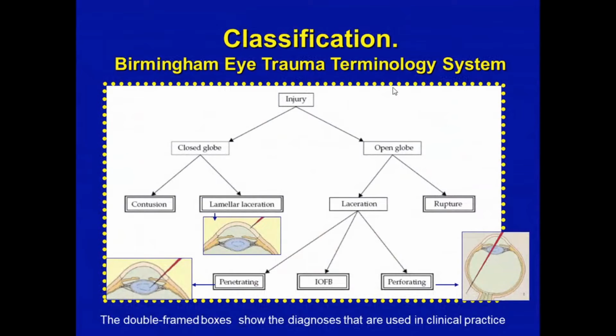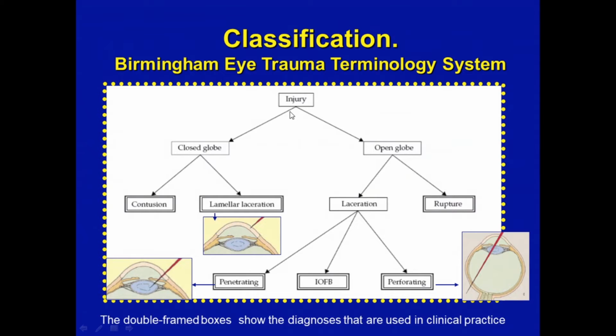All over the world, when we speak about eye trauma, we use the Birmingham Eye Trauma Terminology System. We use this classification. It's rather easy, maybe not so easy, but it helps us to make a correct diagnosis and the correct management of the trauma.